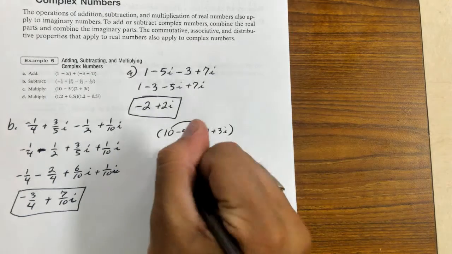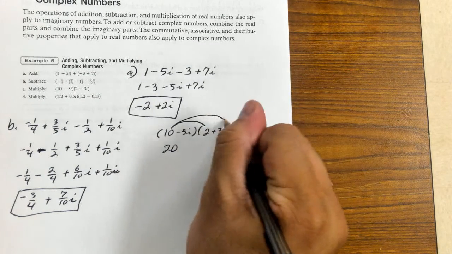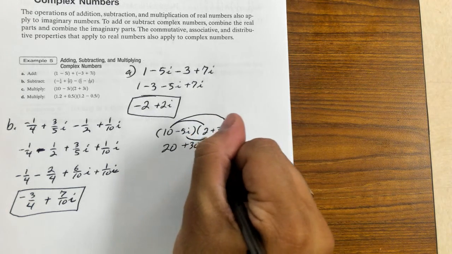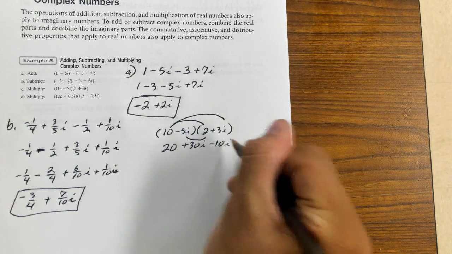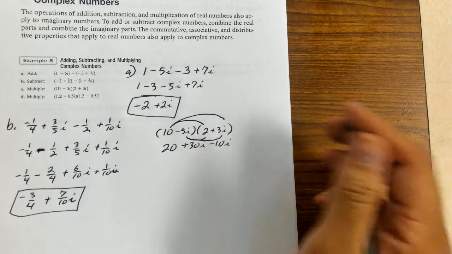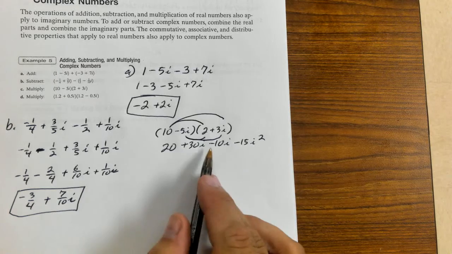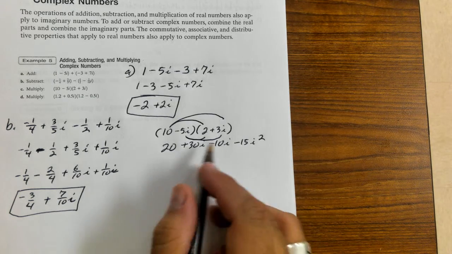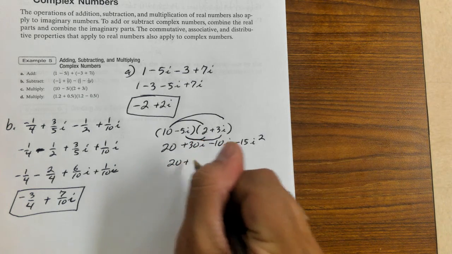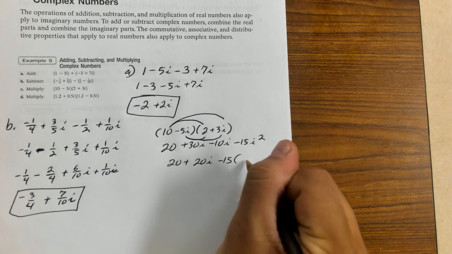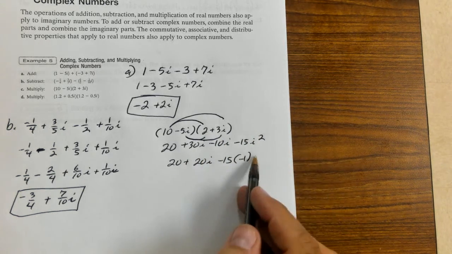10 times 2 gives me 20. 10 times 3i gives me plus 30i. Negative 5i times 2 gives me minus 10i, and negative 5i times a positive 3i gives me negative 15i squared. So I can combine these two middle terms: 20 plus 20i minus 15i squared, but i squared is also equal to negative 1.